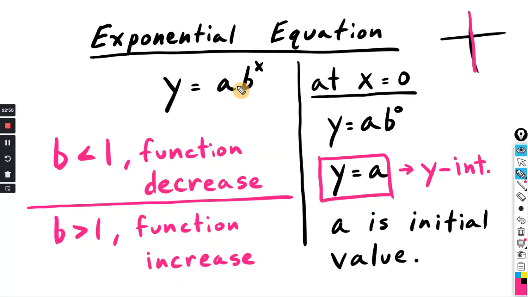All right, if you take a number a and multiply it over and over again by a value less than 1, it's just going to get smaller and smaller. If you take a value a and multiply it by a number greater than 1, it's going to keep increasing or get larger and larger.